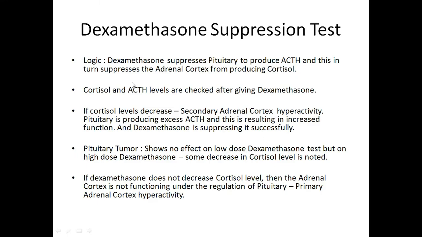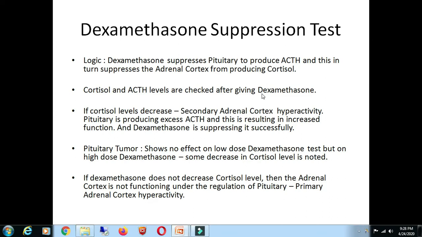When we do this test, we check the cortisol level and the ACTH level after giving dexamethasone. If the cortisol level decreases, then the problem is not with the adrenal cortex, but with the pituitary, because it is producing excess ACTH, and the fact that when we give dexamethasone the ACTH production is decreased indicates that it is responsive. This will be a secondary adrenal dysfunction.